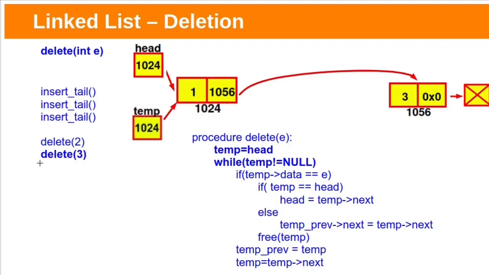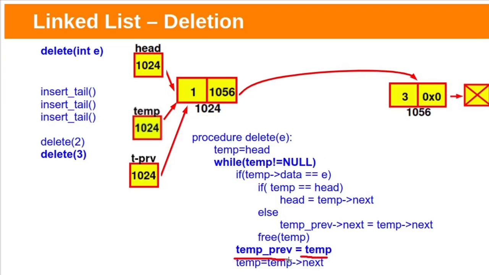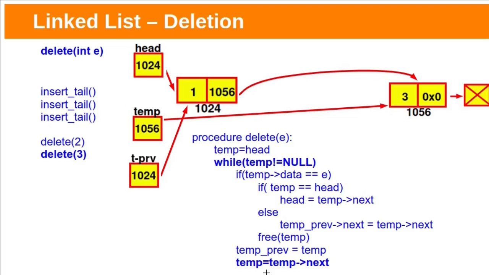Suppose we call this delete function with 3 as argument, again copy the head value into temp. Here temp is not null, temp data 1, which is not equal to element 3. So copy this temp contents into temp previous and advance this temp in the forward direction.